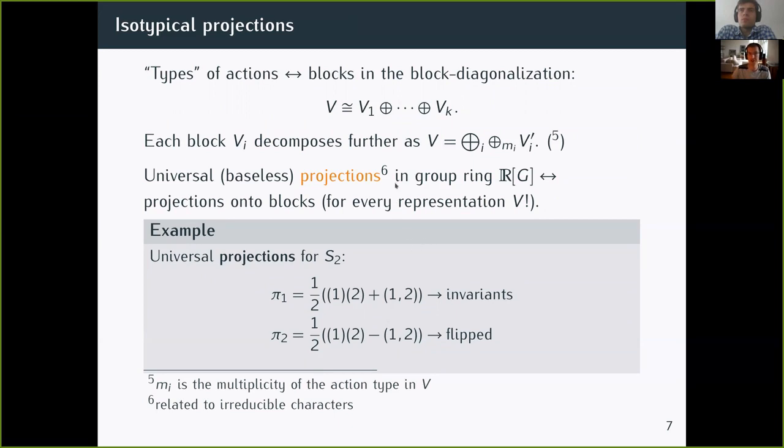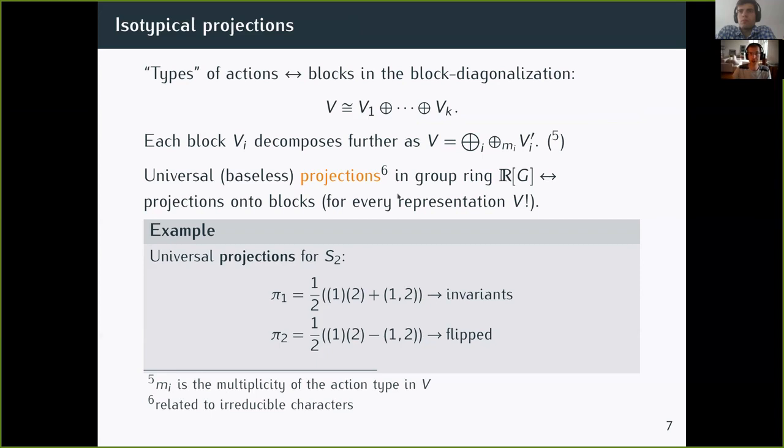And it turns out this polynomial ring, for example, under the action of such a group can be decomposed into irreducible subspaces or invariant subspaces. So here, the V1 to Vk are different types of actions. And furthermore, each type, V1 up to Vk, further decomposes as a direct sum of further irreducible components Vi prime. Here, this Mi is the multiplicity of the action type of your group on V.